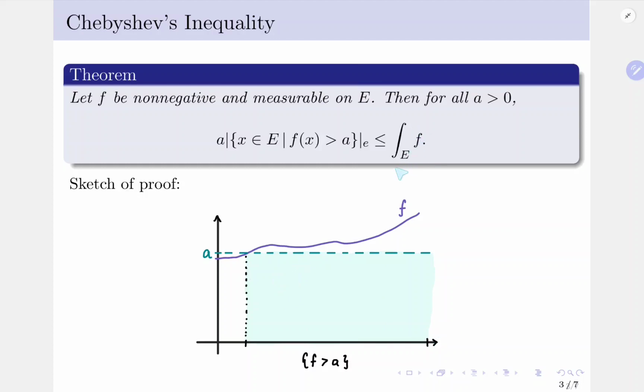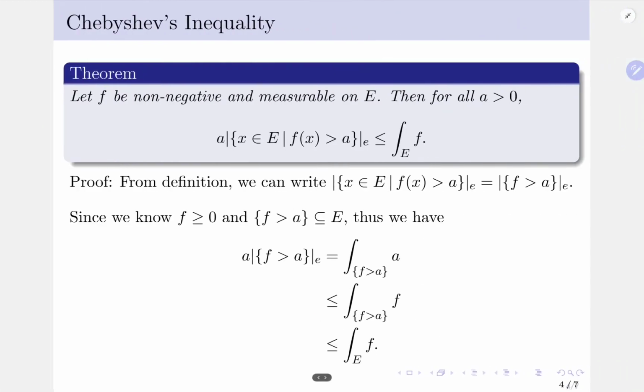And the Lebesgue integral of f is the area under the graph of f. So in this simple graph, we can see that the inequality will hold, and it will hold for all a larger than 0. So let's do a rigorous proof of this inequality.